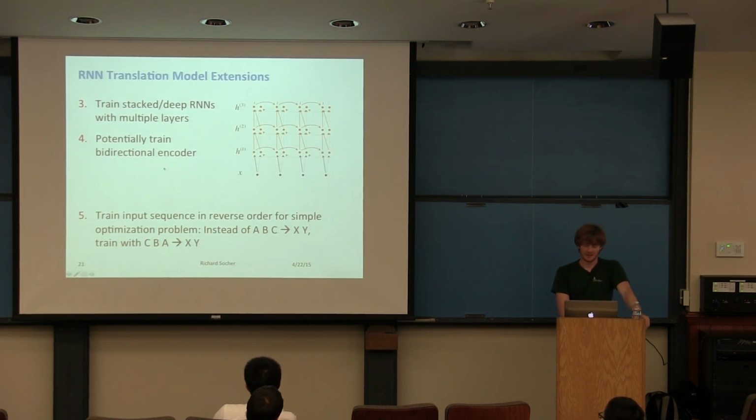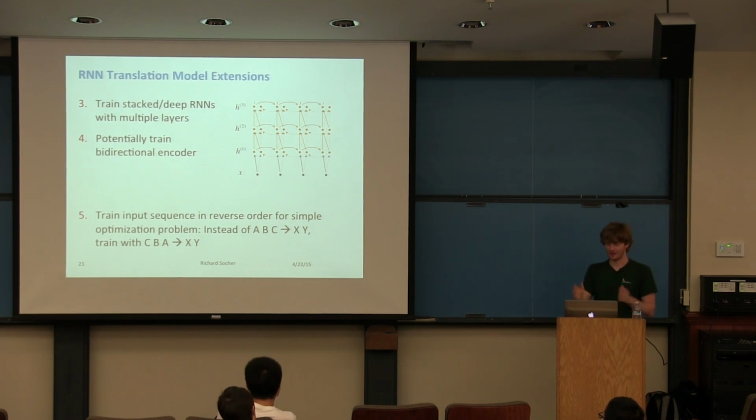And similarly, another alternative to having a bidirectional encoder is an interesting hack that was introduced by a paper that uses LSTMs, which we'll cover later in the lecture. Basically, you train on the input sequence in reverse order to make a simpler optimization problem. So instead of translating the German "echte Kiste", ABC, to "awesome sauce", XY in English, we'll actually do the opposite: we have CBA and try to translate that to XY.